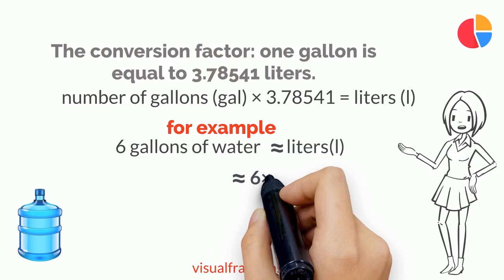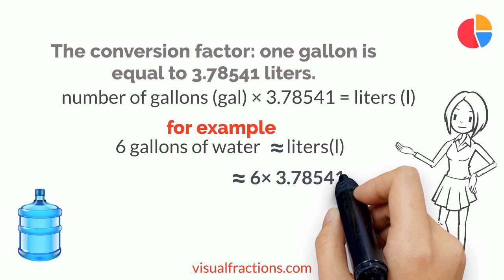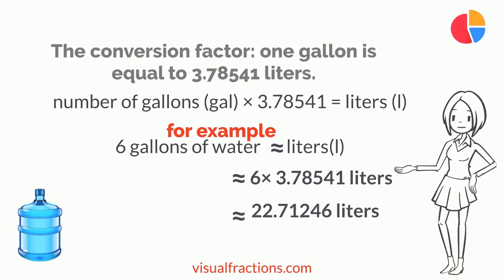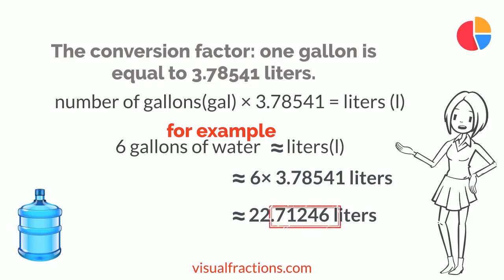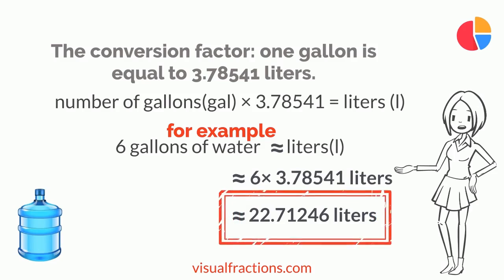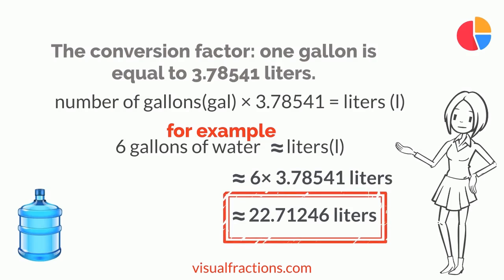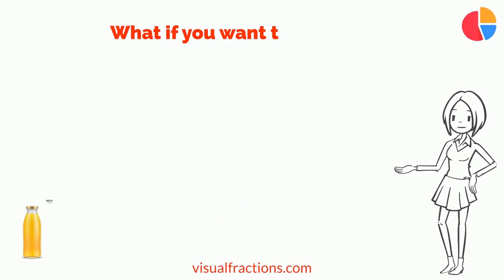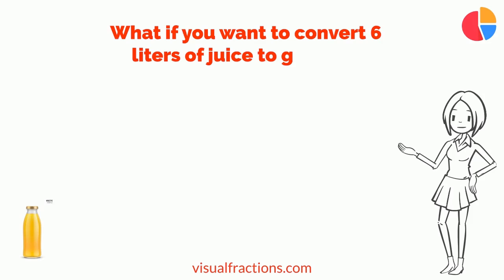By multiplying 6 by 3.78541, you'll find it equals approximately 22.71246 liters. That's it! Your 6 gallons of water equate to approximately 22.71246 liters. But what if you want to convert 6 liters of juice into gallons?